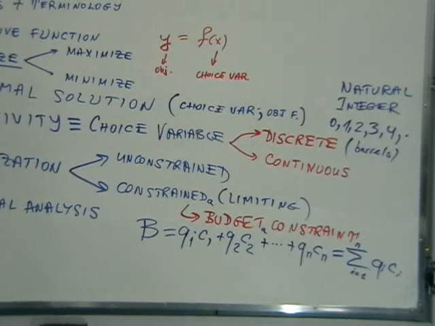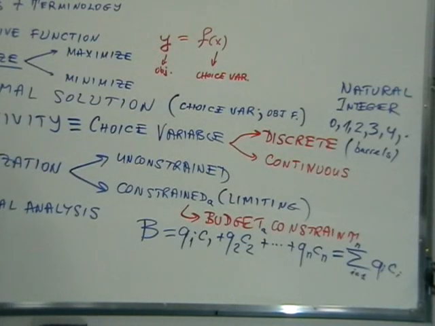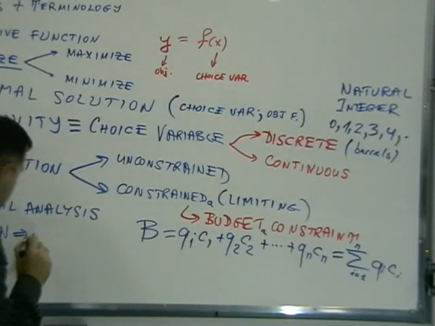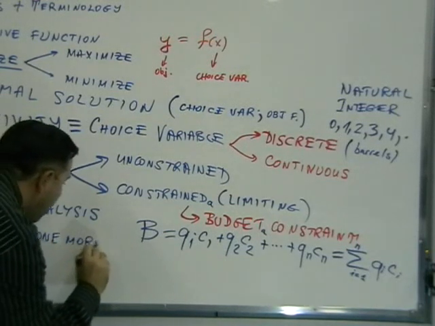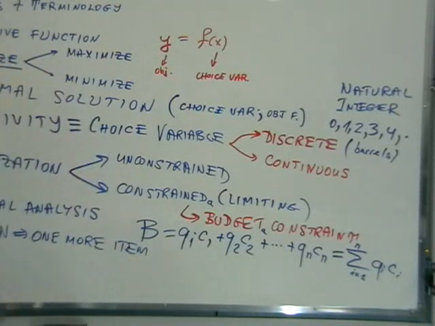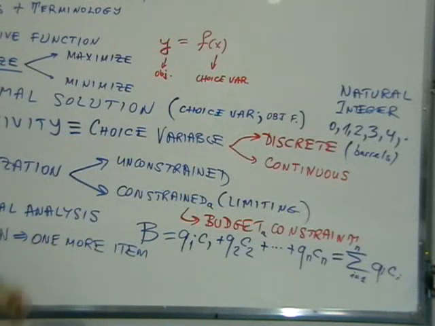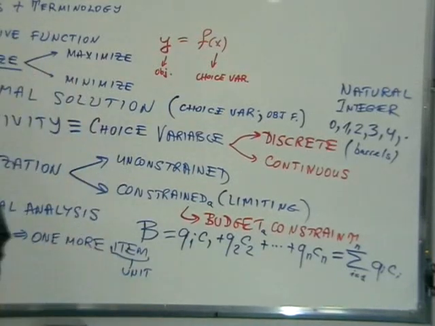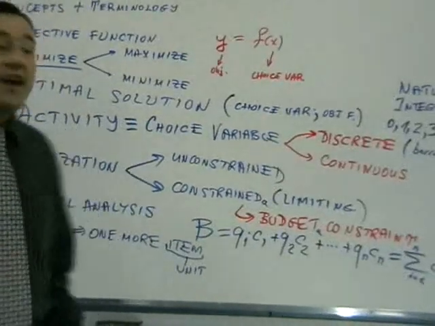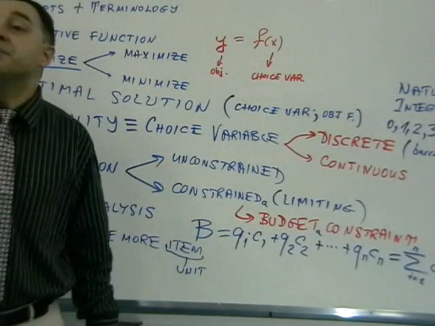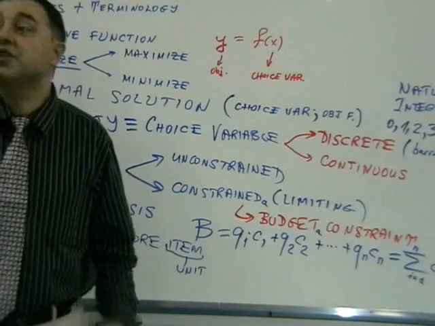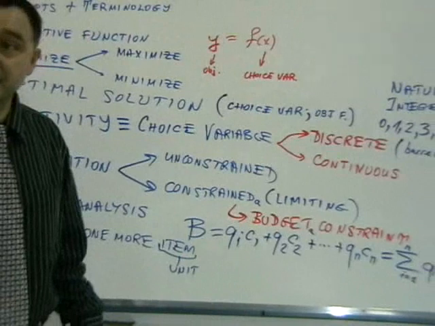Alright, so marginal analysis is analysis which is based on the margin. So what does margin mean in economics? It simply means one more item, one more piece, increasing the quantity with one more unit. Margin simply means the next unit. From there comes marginal, which means related to the next or related to the last unit.